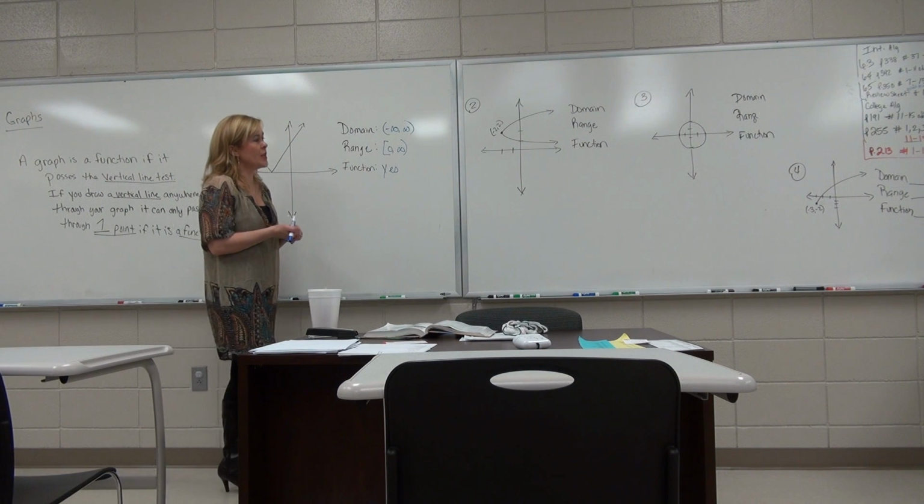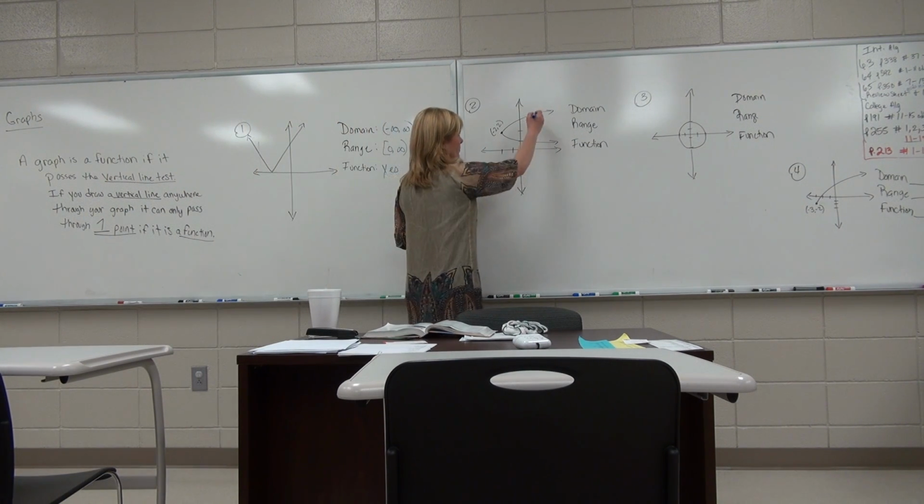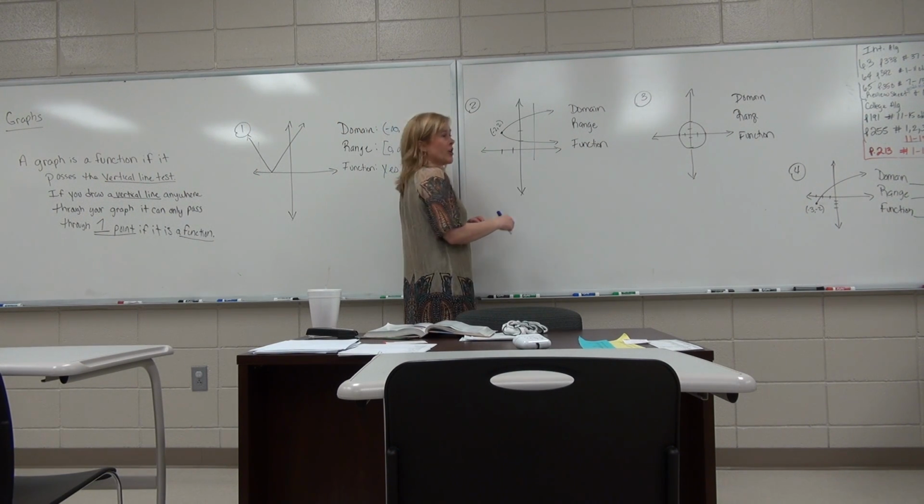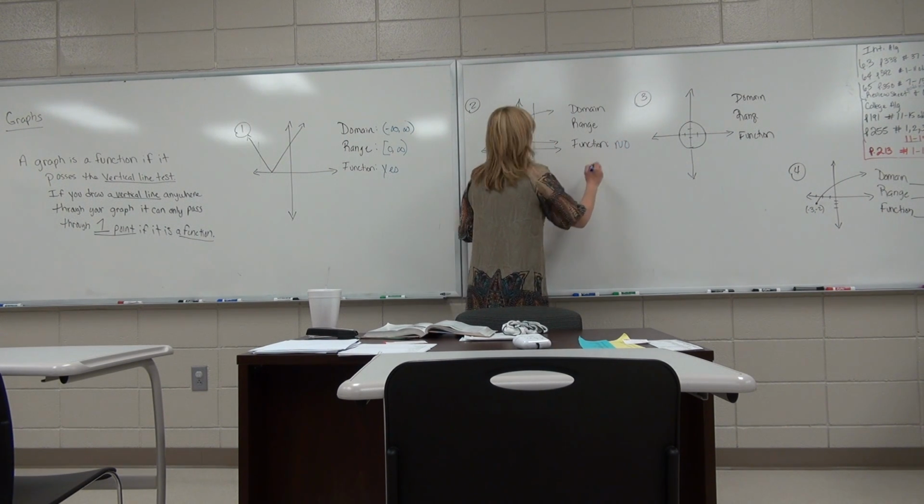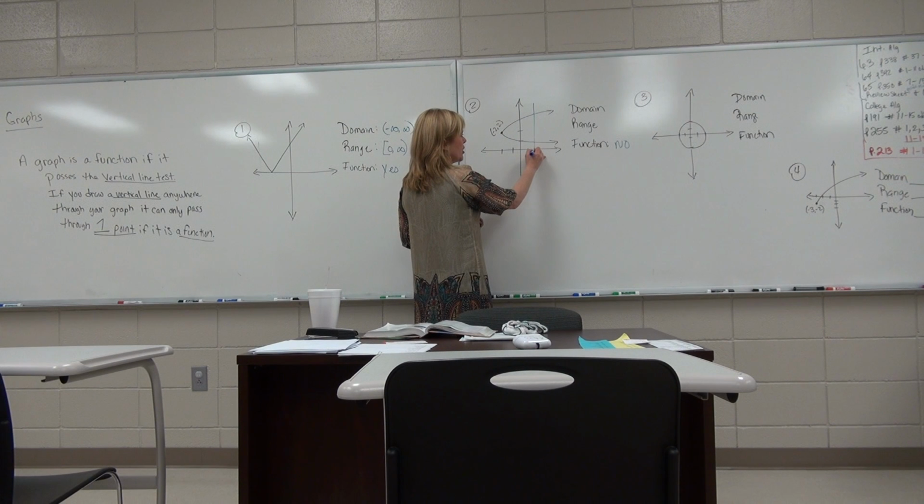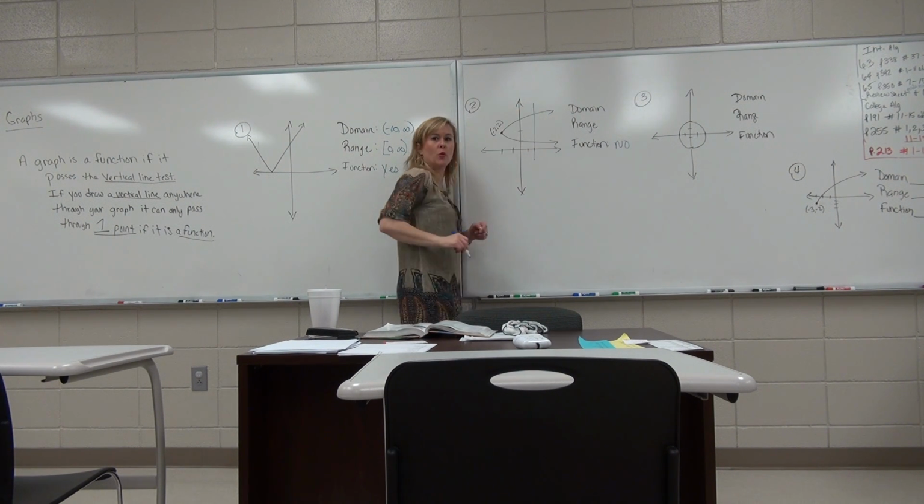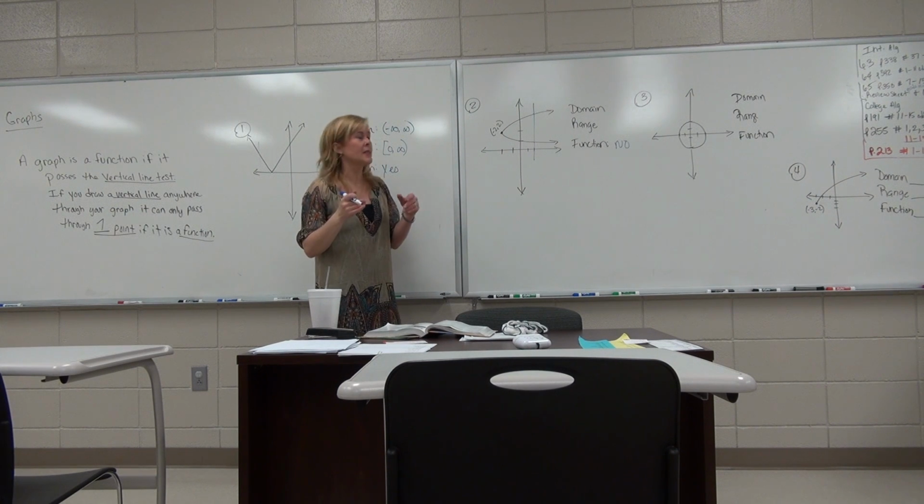Number 2. Would number 2 be a function? No. So when I draw a vertical line, it goes through 2 points. Like I said, say if this was the point 2, you've got 2 going here to 1, and then 2 going to whatever that point would be there. So the 2 is being repeated.